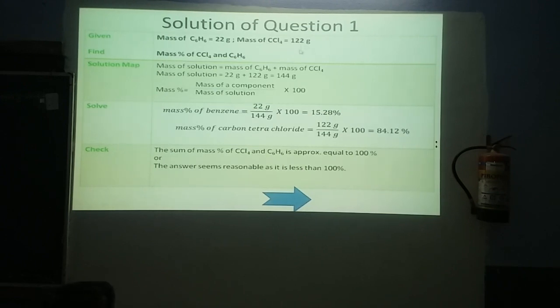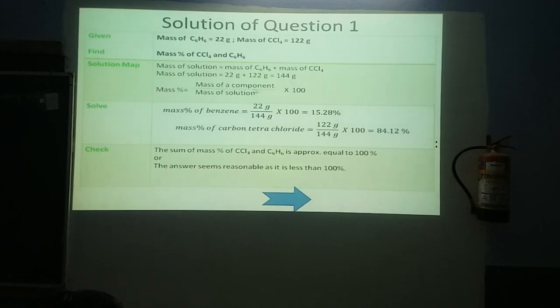What will we have to find? We have to find the mass percentage of carbon tetrachloride and the mass percentage of benzene. First we have to calculate the mass of solution. Mass of solution will be equal to mass of benzene and mass of carbon tetrachloride in this question. Then we will get 22 plus 122, we will get 144.